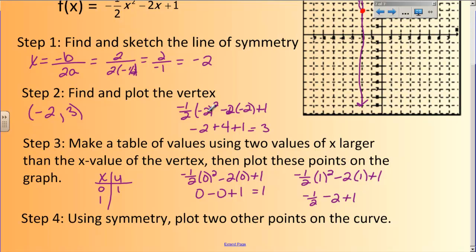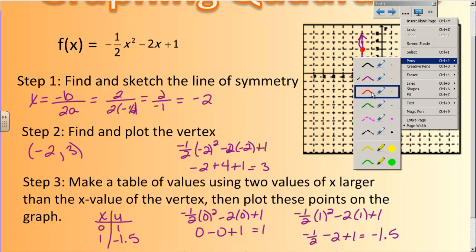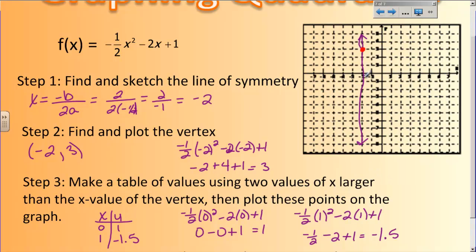Yes, I'm going to use my calculator. This comes out to negative 1.5, and I'm just going to write it as negative 1.5. That will be easier to graph. So these now are points that go on my graph. I'm going to scroll back up so you can see my pretty picture here. Switch back to the red so it shows up. The first point I want to plot is 0 and 1. So I have 0 and 1. And then the next one is 1 and negative 1.5.